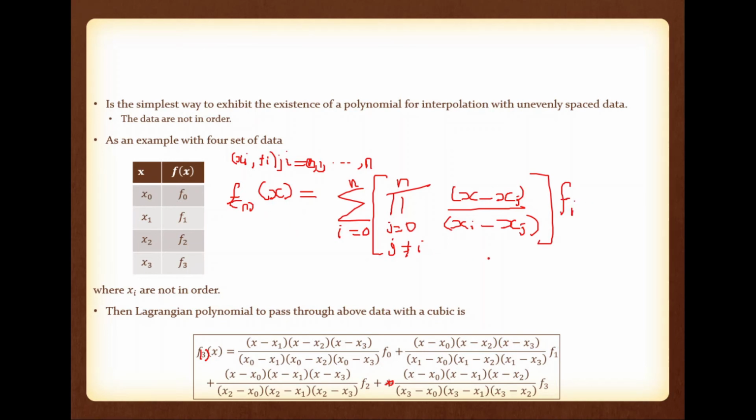So we can use this one for writing an algorithm. So please note we need two for loops: for i equal to 0 to n, or if you are writing MATLAB, you have to write i equal to 1 to n plus 1. Then the second for loop is for j equal to 0 to n.